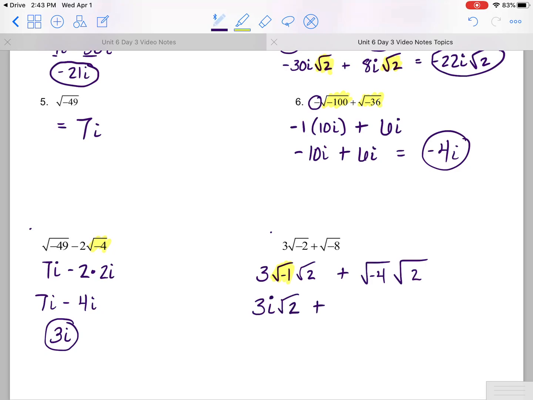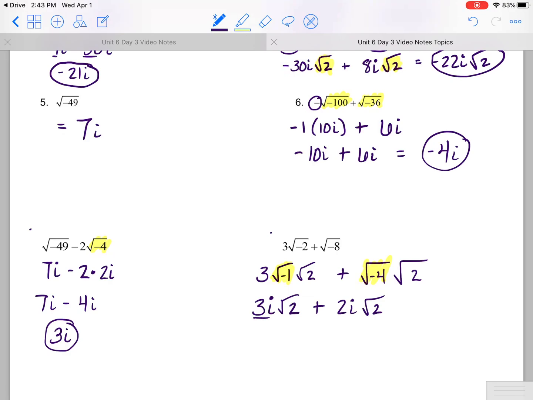plus square root of negative 4 is just 2i, radical 2. These are like terms. So 3i plus 2i gets me 5i. And then you just carry over your radical.